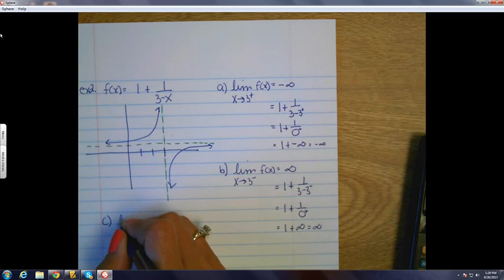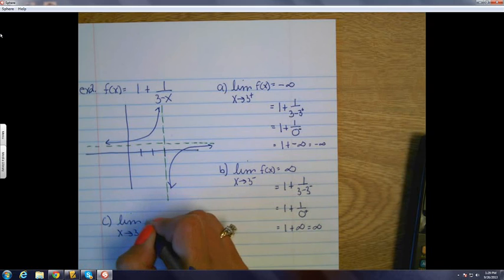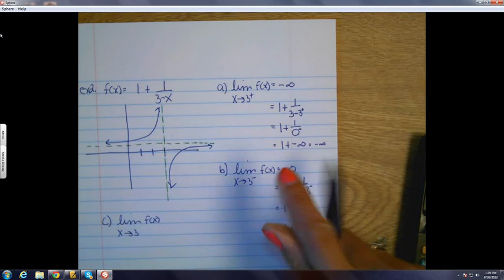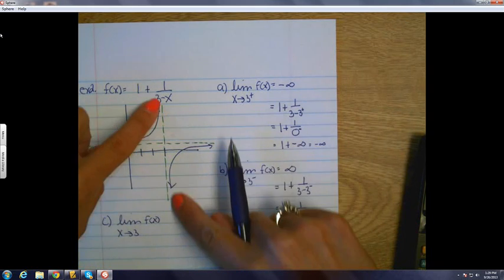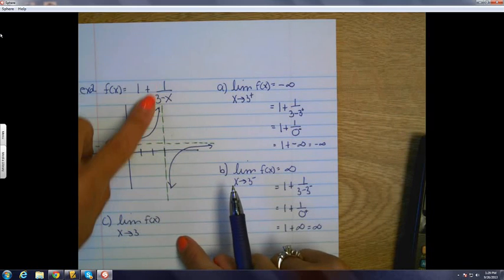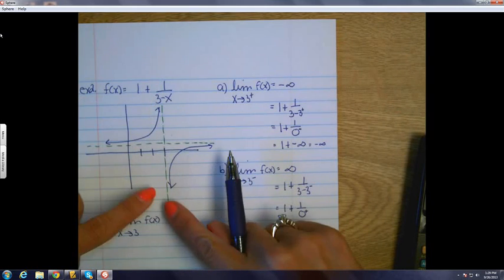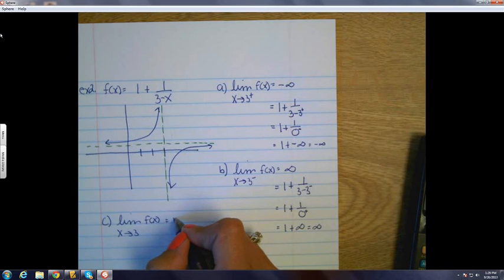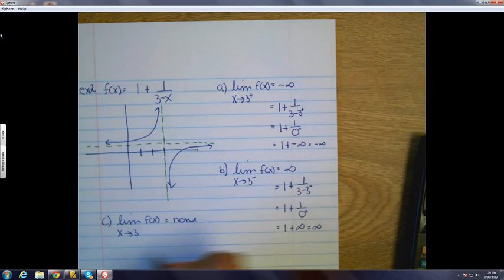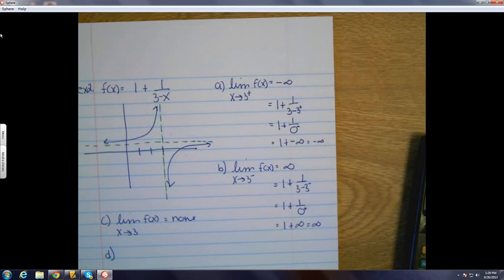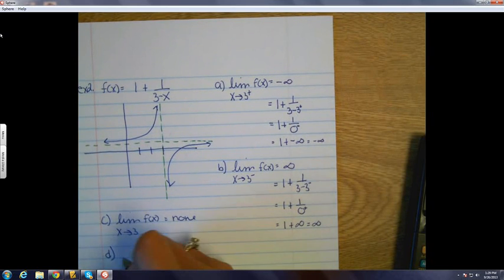So what's the limit as x just approaches 3? Well, you can see as I approach 3, there's no pattern to describe because one's going up, one's going down. They definitely don't come together. None. What is the limit as x approaches positive infinity?